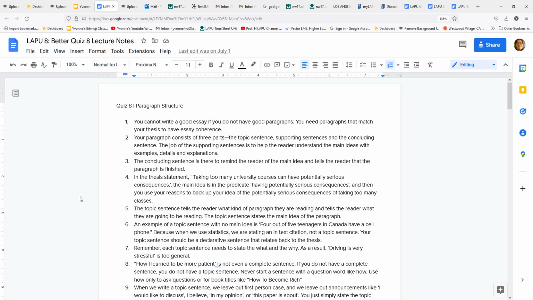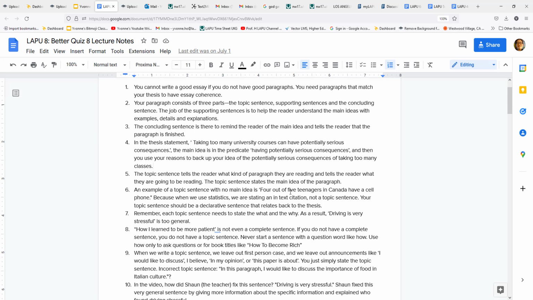The topic sentence, number 5. Topic sentence tells the reader what kind of paragraph they are reading and tells the reader what they are going to be reading. So the topic sentence, the first sentence of your paragraph, tells or states the main idea of the paragraph. And also the topic sentence relates back to your thesis.